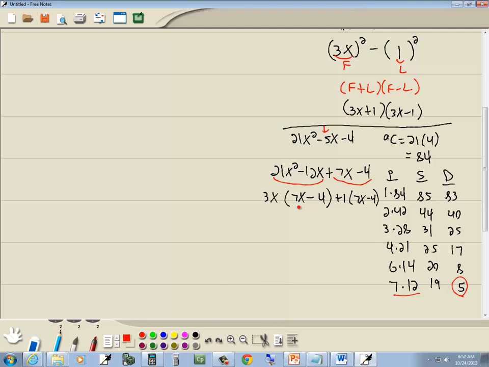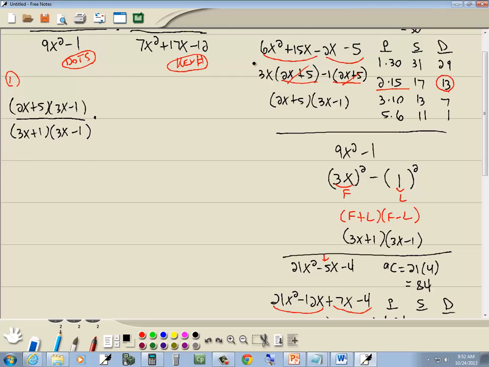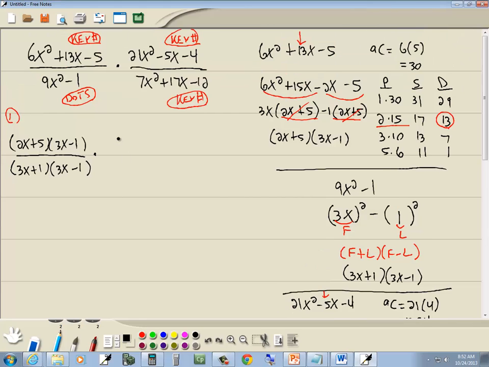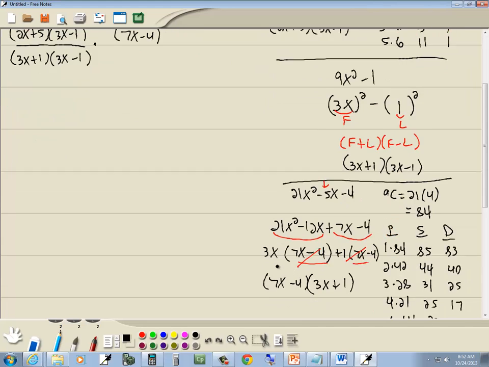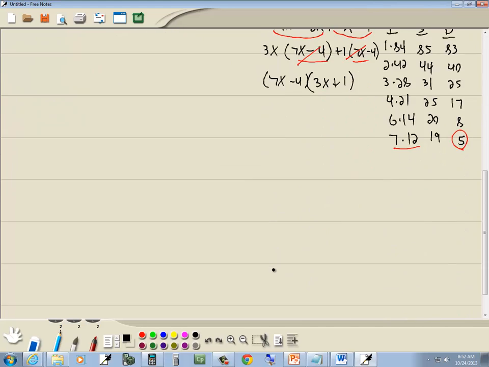Now our goal was to get this parentheses the same as this, and it is. So I'll factor out a 7x minus 4. Now to see what goes in your second set of parentheses, you can cross out these 7x minus 4s. And that leaves us 3x plus 1. So 7x minus 4, 3x plus 1.